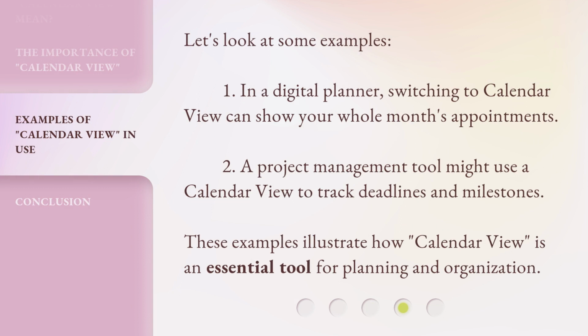Let's look at some examples. 1. In a digital planner, switching to calendar view can show your whole month's appointments. 2. A project management tool might use a calendar view to track deadlines and milestones. These examples illustrate how calendar view is an essential tool for planning and organization.